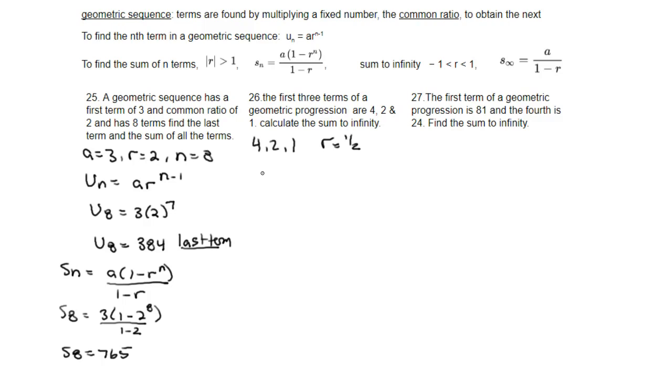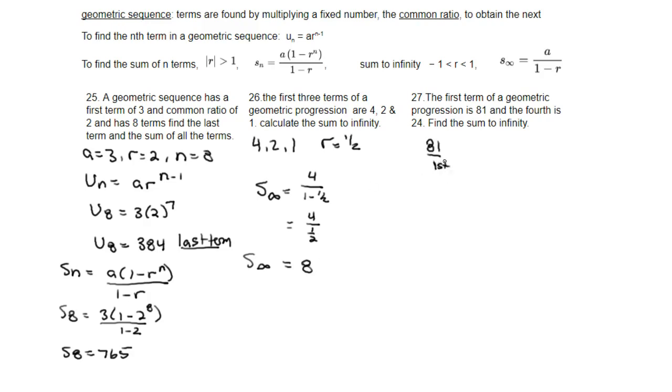So now all I do is plug it in the formula. It's a pretty easy formula, a over 1 minus r. And so all I've got to do is fill that in, and I get 4 over 1/2, which is equal to 8.